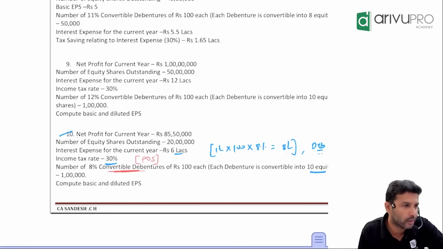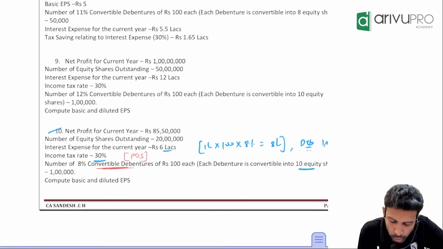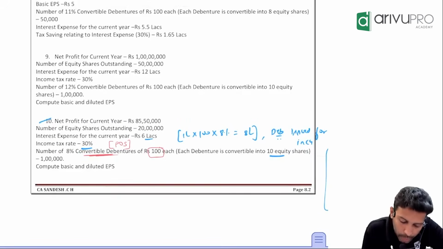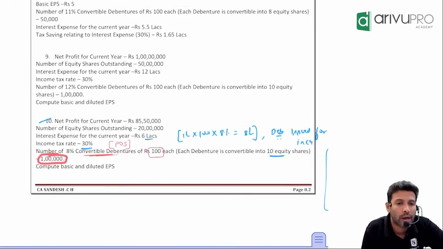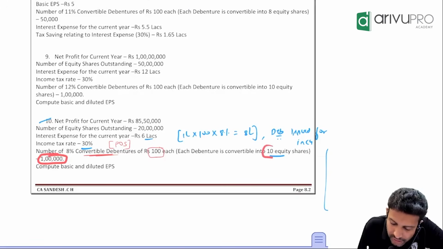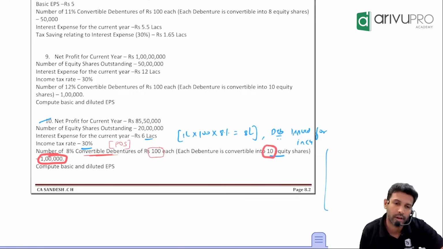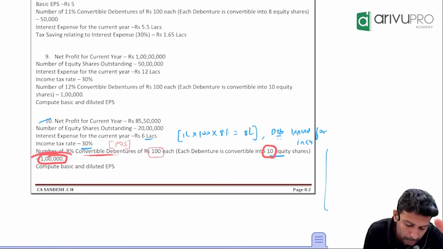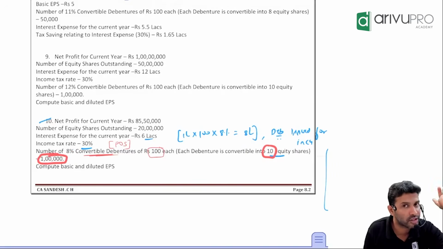Each debenture's face value is how much? 100. And how many such debentures do we have? 1 lakh. And each debenture is convertible into how many equity shares? 10 equity shares. So 1 lakh into 10, which is 10 lakh equity shares you have to give, provided you convert.